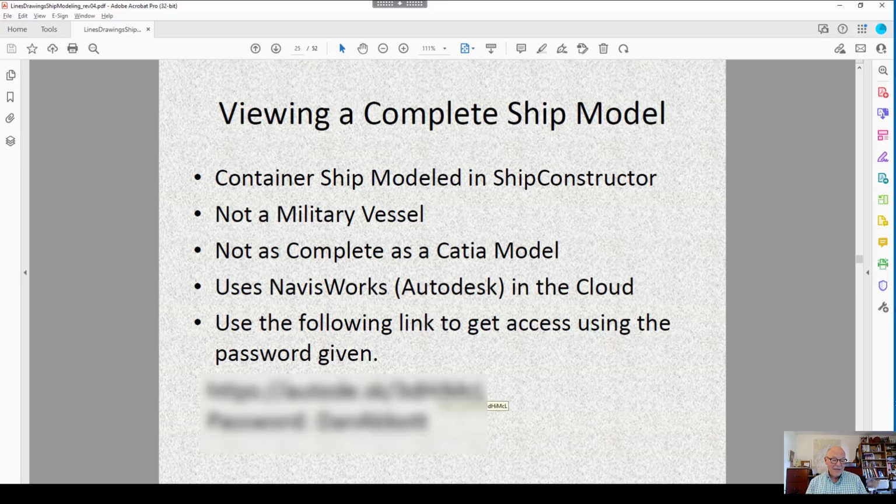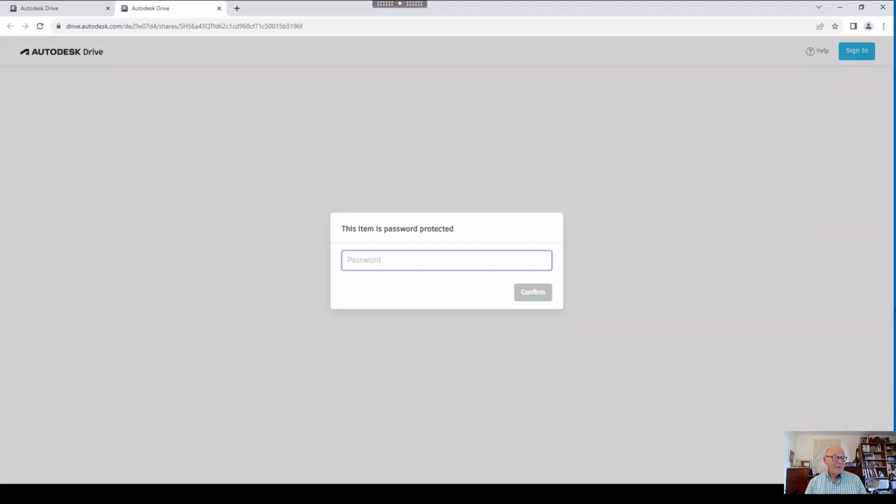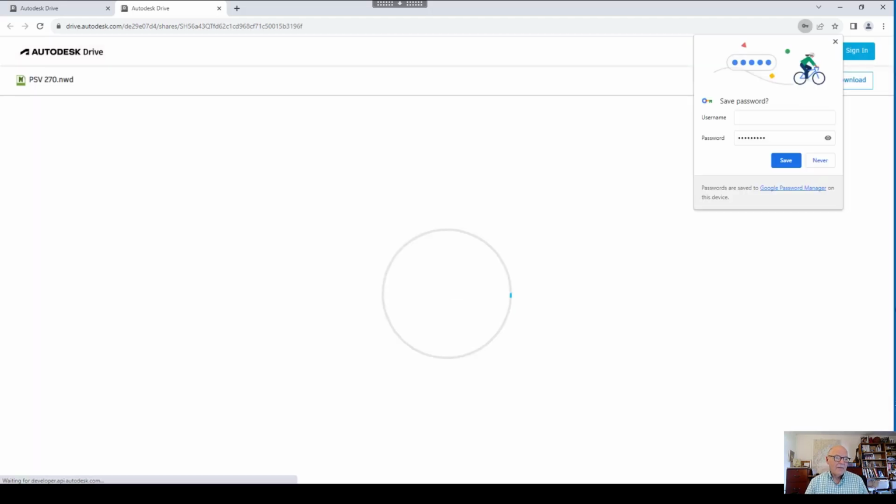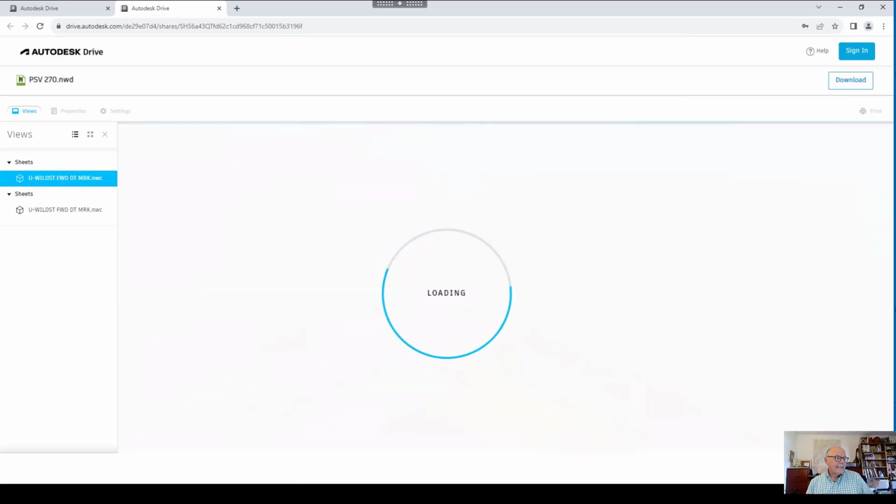So what I'm going to do here is open this up. But again, it's going to be obscured in this video. So if I open this up like this, and it asks me for a password, you type in the password, and then it's going to take a little while for it to actually display. But when it does, it will look like this.